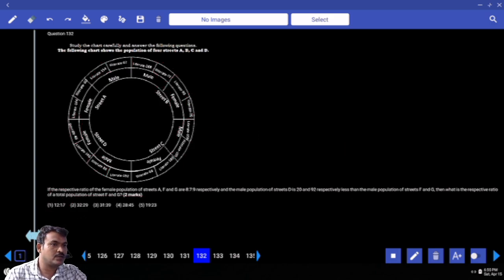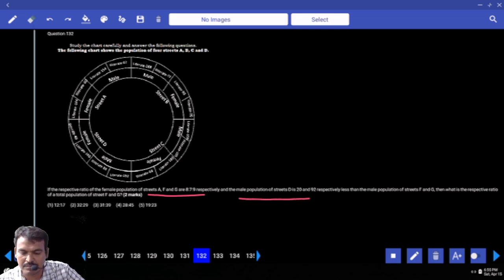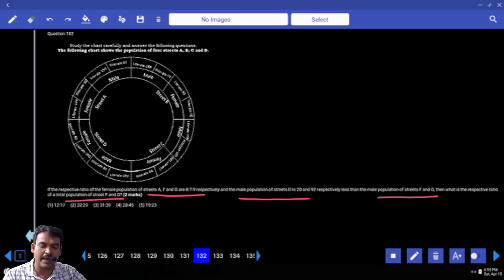If the respective ratio of the female population of streets A, F, G is 8:7:9, A, F, G, already we know the A population, and F and G ratio is also given, and the male population of street D is 20 and 92 respectively less than the male population of streets F and G. What is the respective ratio of the total population of streets F and G?